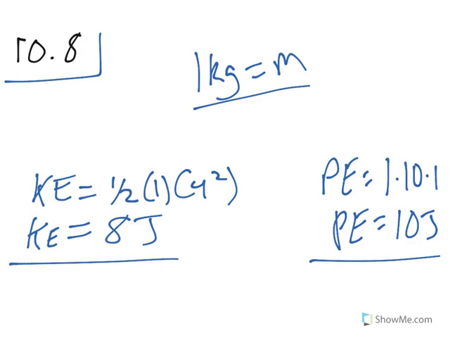The kinetic energy at the bottom, it only has 8 joules. So since 8 joules is less than 10 joules, it can't get up the hill. It's going to be stopped short because it doesn't have enough kinetic energy to transfer into potential energy. Alright, 10.9.